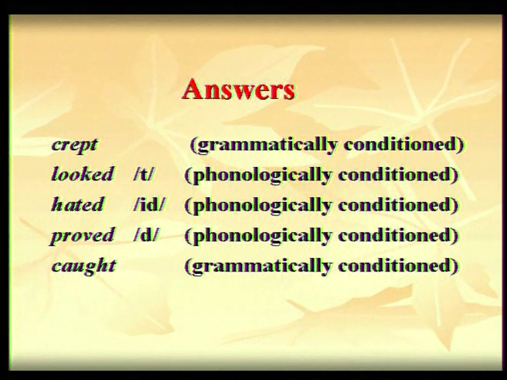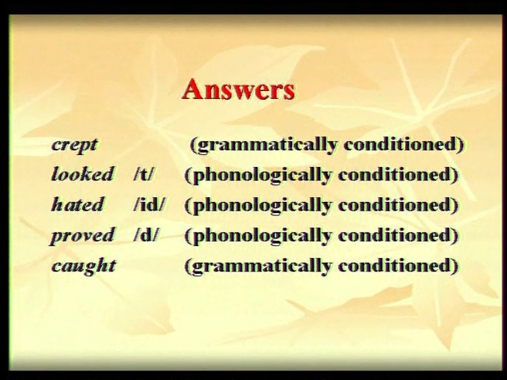Crept is a grammatically conditioned allomorph. Looked has t, which is phonologically conditioned. K in look is a voiceless sound. Therefore, it takes t. In hated, the final sound is t. Therefore, the past tense morpheme is realized as id. This is a case of phonologically conditioned allomorphy.